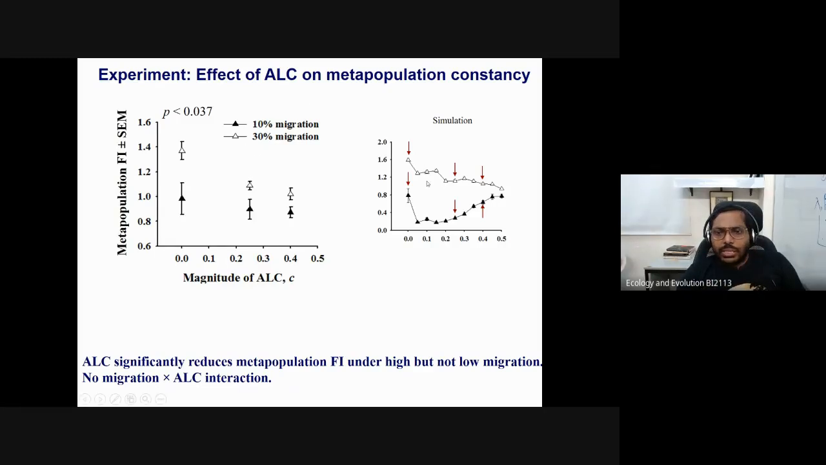As you can see, the simulations are suggesting that in the 30% migration case, you expect a nice fall over here, and you don't expect too much of a difference over here. Now you can see that the experimental results are showing exactly the same thing. There is going to be a big nice fall over here, but you don't expect too much of a difference over here, and as a matter of fact, this difference is not statistically significant.